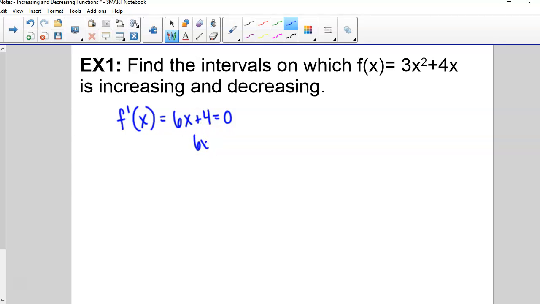So 6x equals negative 4. So you divide by 6. So x equals negative 2/3.